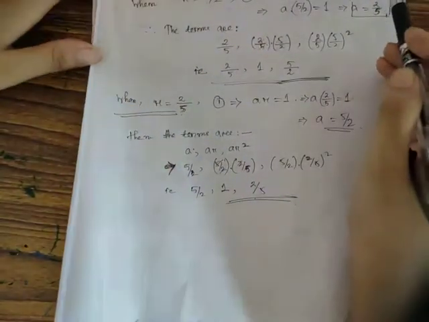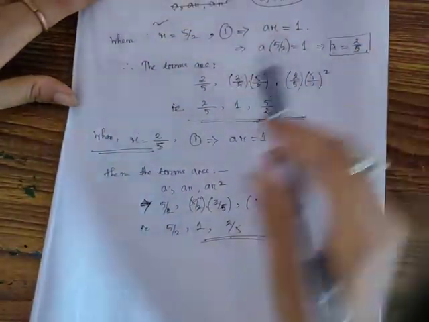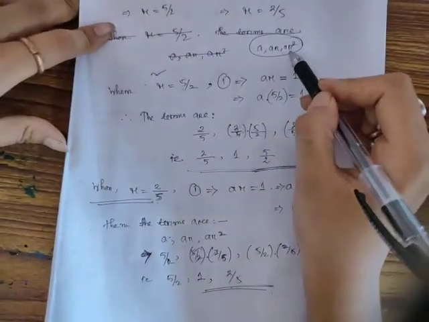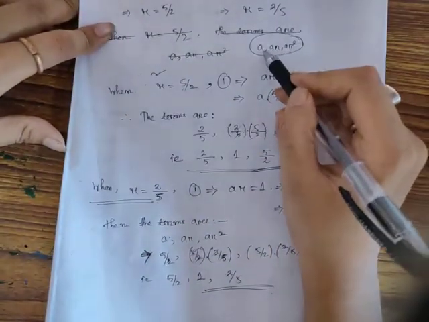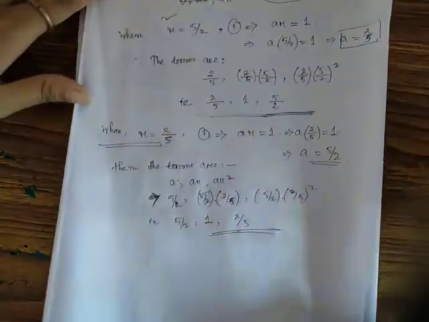So after finding r equal to 5 by 2, we need to find a, because our terms are a, ar, ar square. So we need to find a with respect to r. Clear?